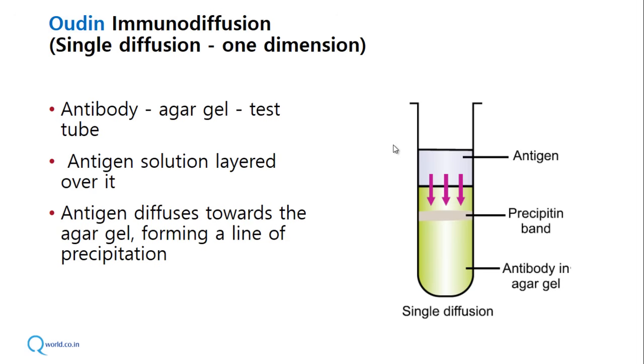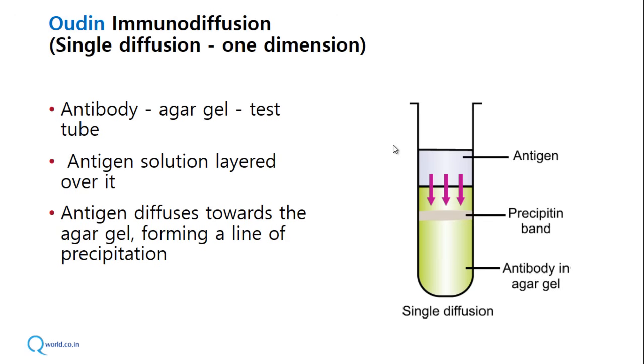Now, what we understand by dimension: when a vertical diffusion is done in a tube, that is known as one dimension. It could be in either direction. But when we are taking a diffusion in both x and y axis, when the test is done either on a slide or on a petri dish laid with gel, we consider that as a two dimension. Now, having this in background, let us understand the first technique known as Oudin immunodiffusion, which is single diffusion in one dimension.